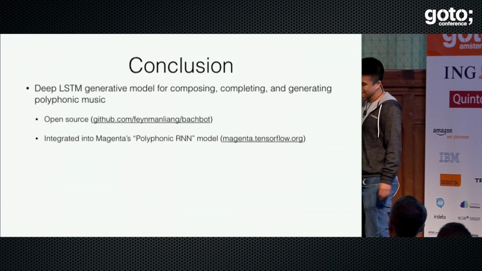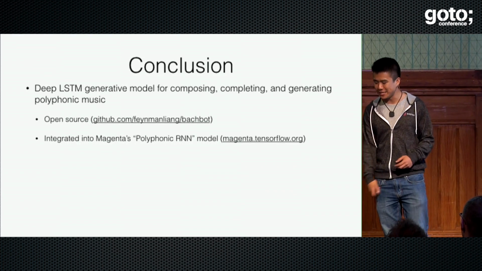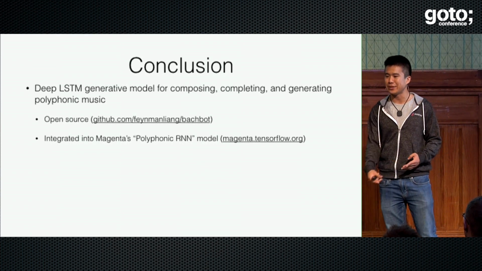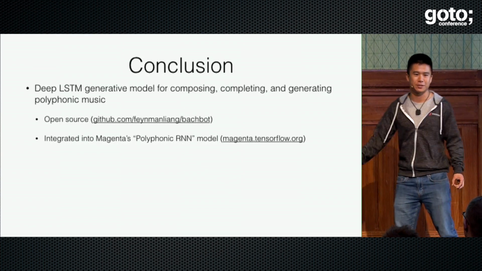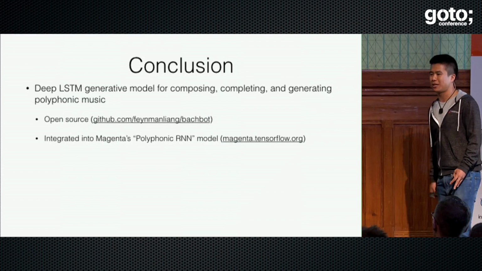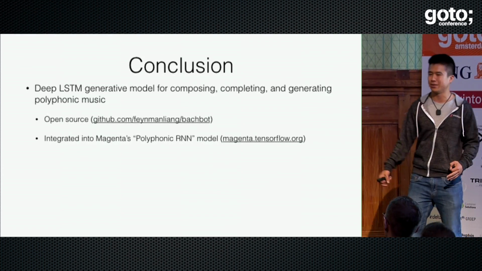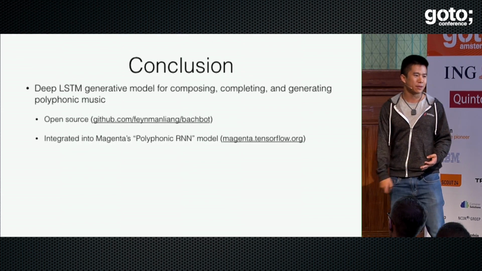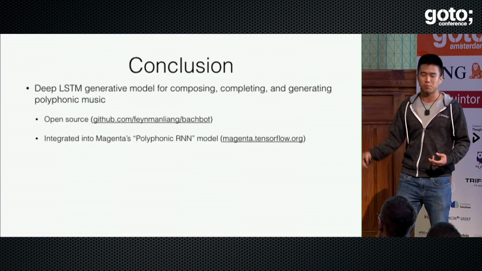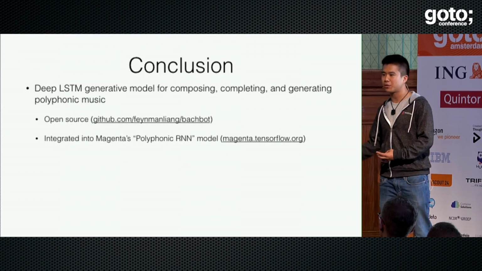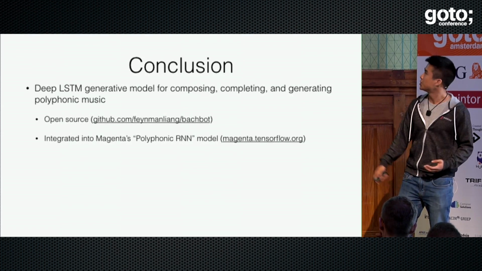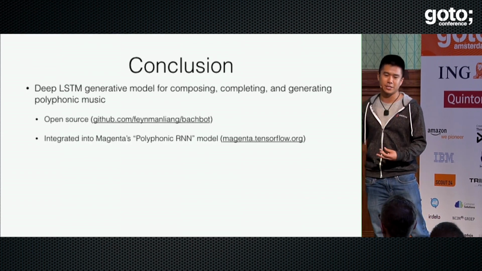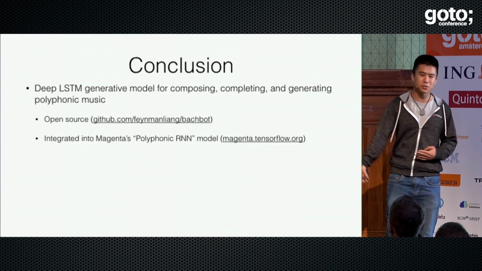So in conclusion, I've presented a deep, long short-term memory generative model for composing, completing, and generating polyphonic music. And this model isn't just research that I'm talking about that no one ever gets to use. It's actually open source. It's on my GitHub. And moreover, Google Brain's Magenta project has actually integrated it already into Google Magenta. So if you use the polyphonic recurrent neural network model at Magenta in the TensorFlow project, you'll be using the BachBot model.